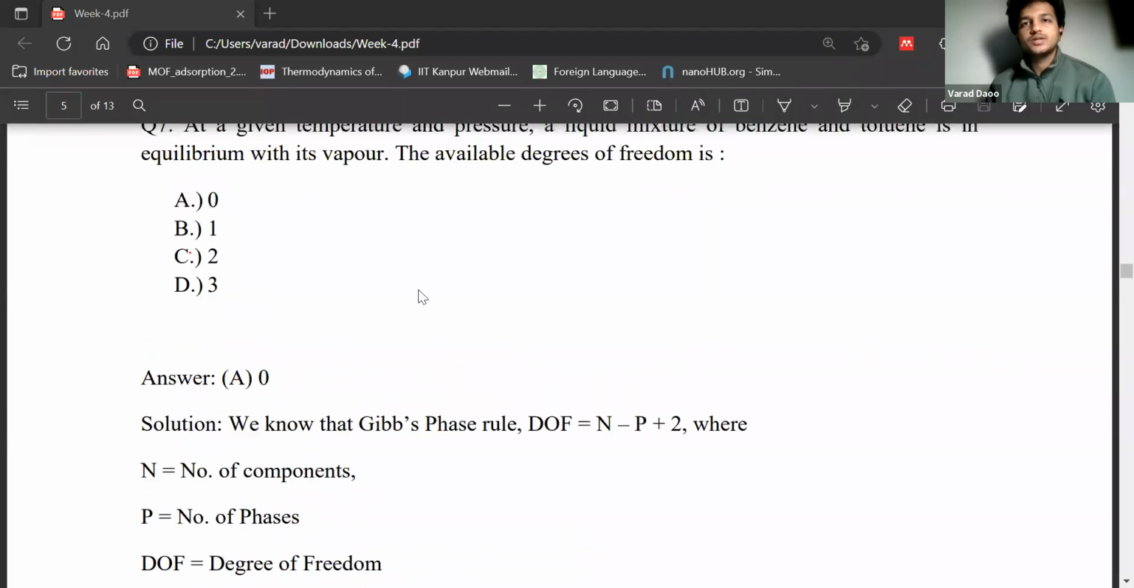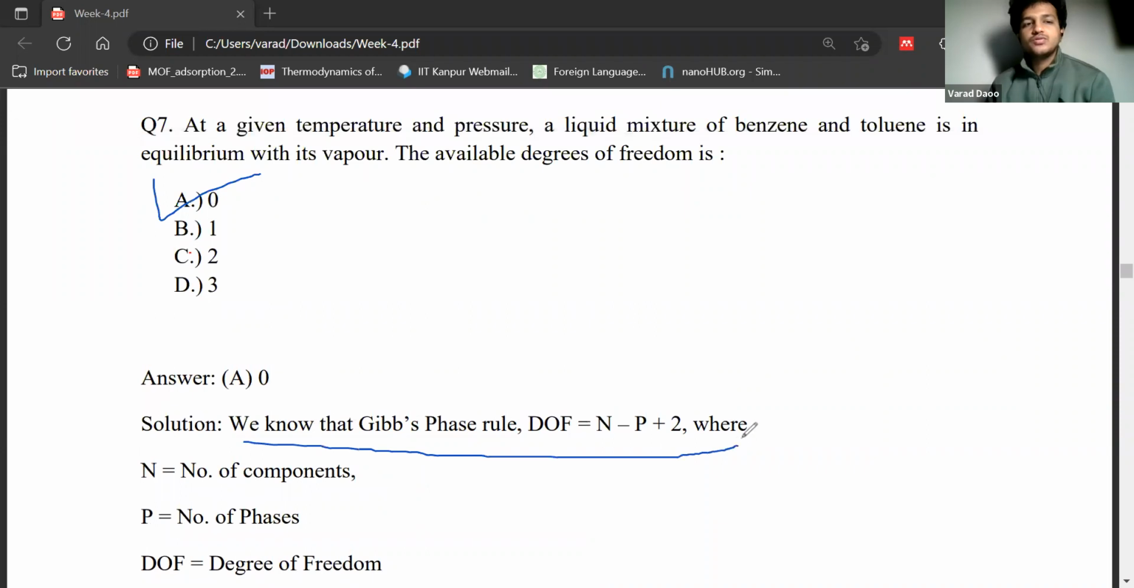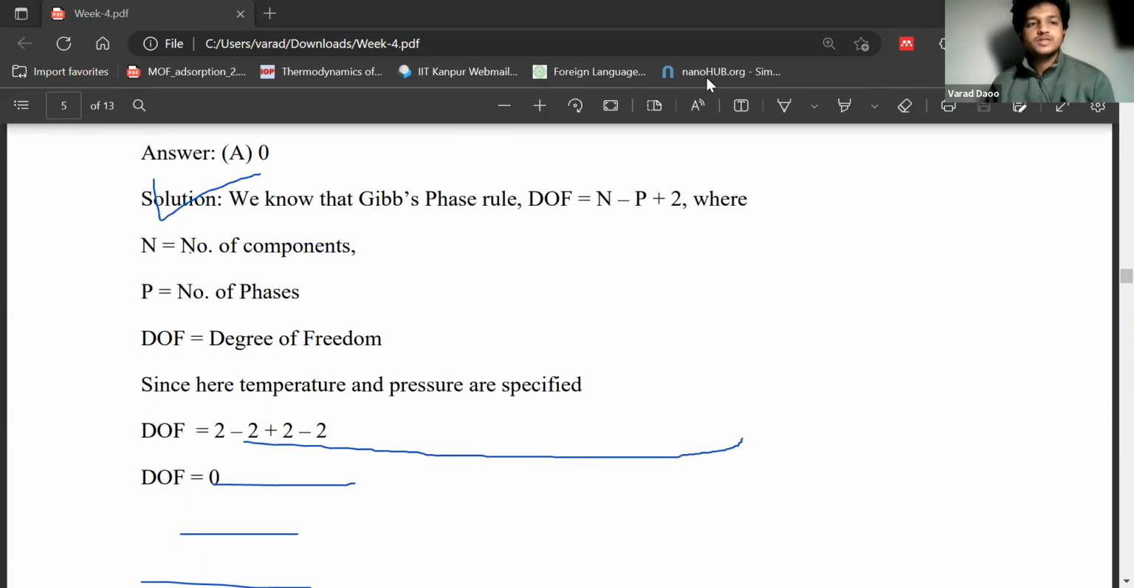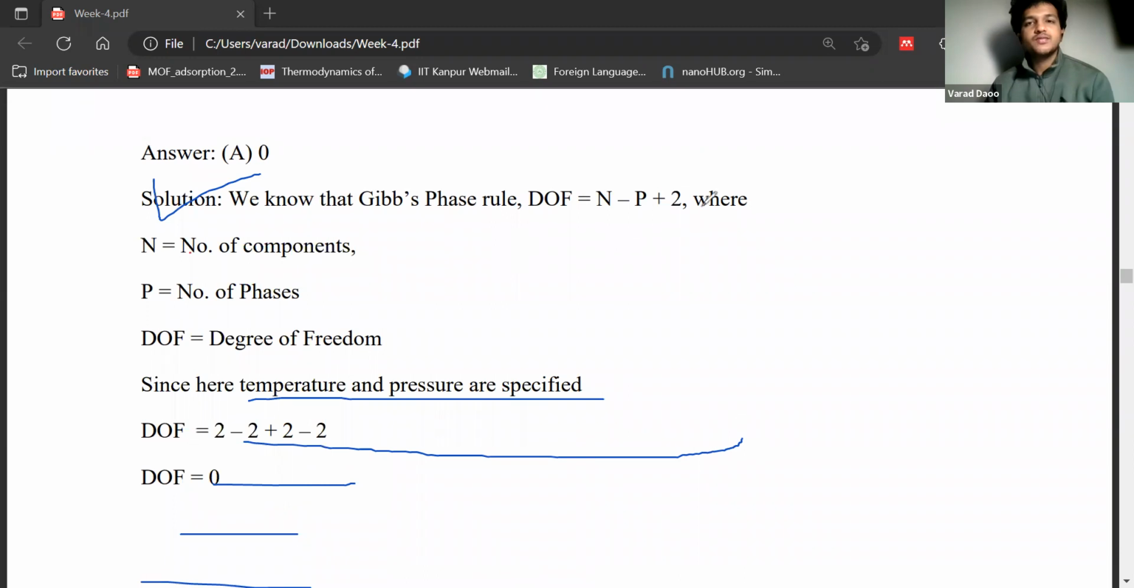Yes, so the correct answer is option A. Like I said, we know the Gibbs phase rule, where n is the number of components, p is the number of phases, and d.o.f. is the degree of freedom, right? Since here temperature and pressure are specified, we have to add minus 2 here, right?